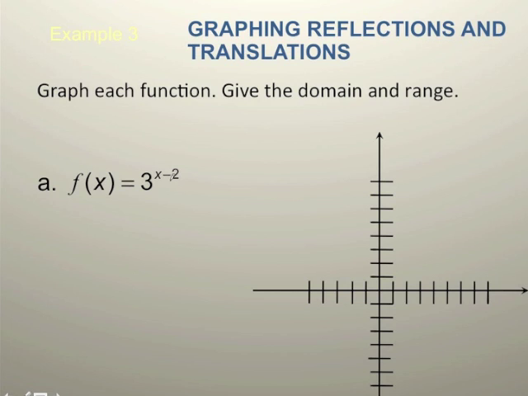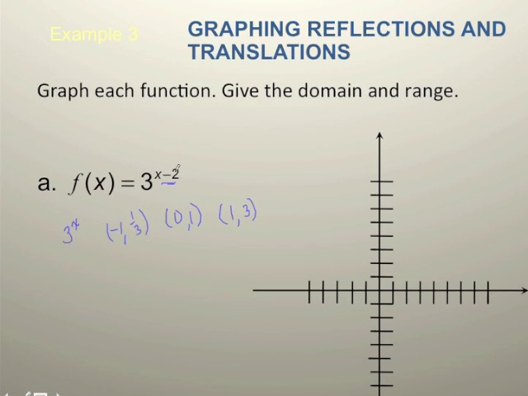What should this -2 do? It should move this function to the right. Remember, it's with the x, so it should move it 2 to the right. Now let's take a look and think. Our basic function 3 to the x would have the points -1, 1/3; 0, 1; and 1, 3.